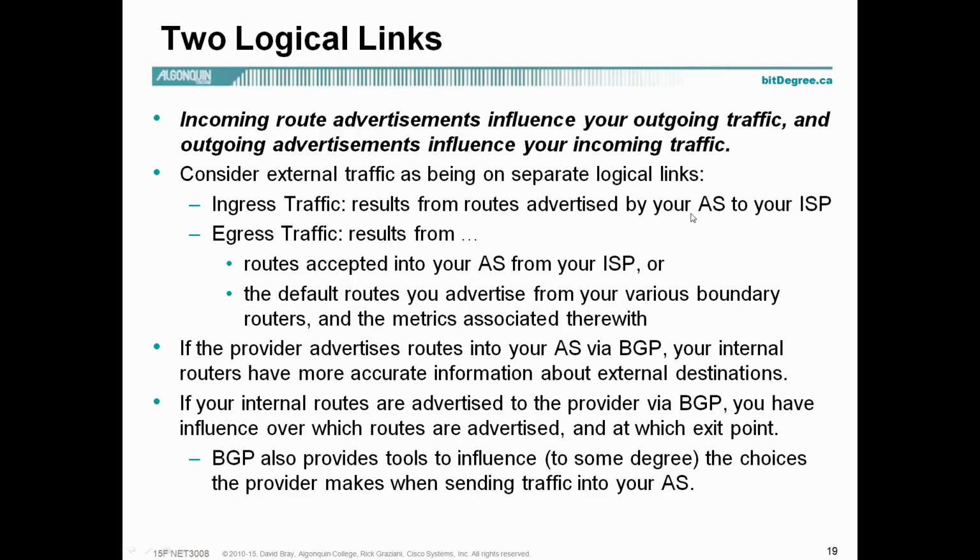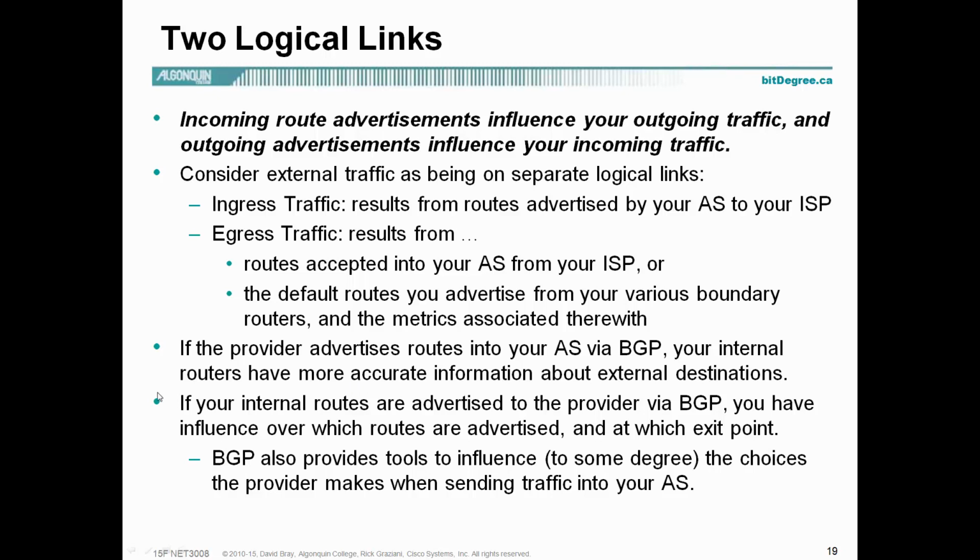So routes advertised by your AS to your provider. Whereas your egress traffic will only result from routes accepted into your AS from your provider. Or it could be default routes, but it's really the same thing, because the provider is allowing you to send everything by default to them, right? So the default routes, then you will advertise from your boundary router right at the border, and what metrics you use to draw what traffic towards which exit point in your enterprise.